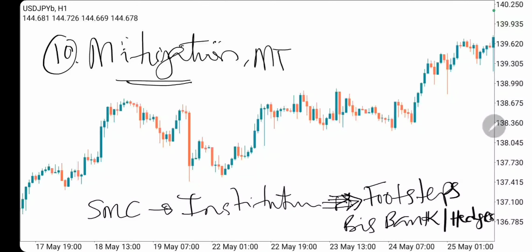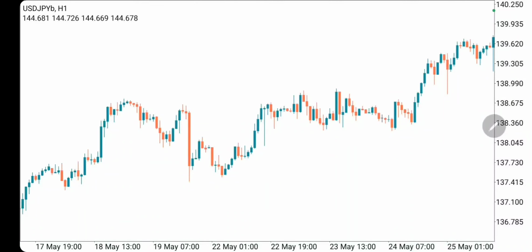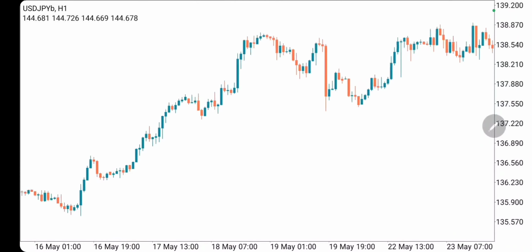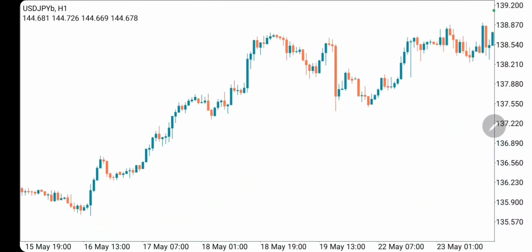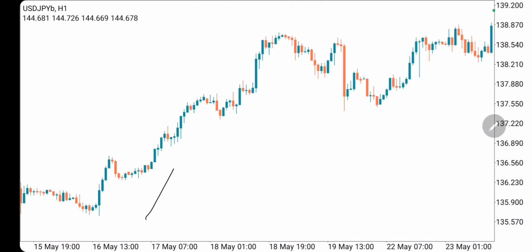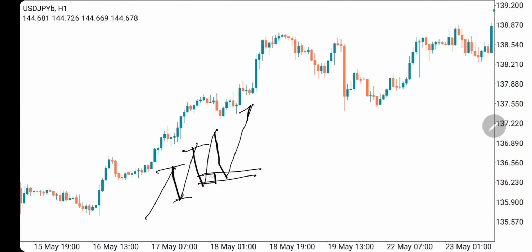We trade in their footsteps. So now, mitigation is a concept whereby, let me show you. You have a higher high, higher low. It is expected that price should come back to this pending order. We expect that price should come back right here before it will now buy. So this is an unmitigated demand zone, which you are expecting that price should come back to fulfill.